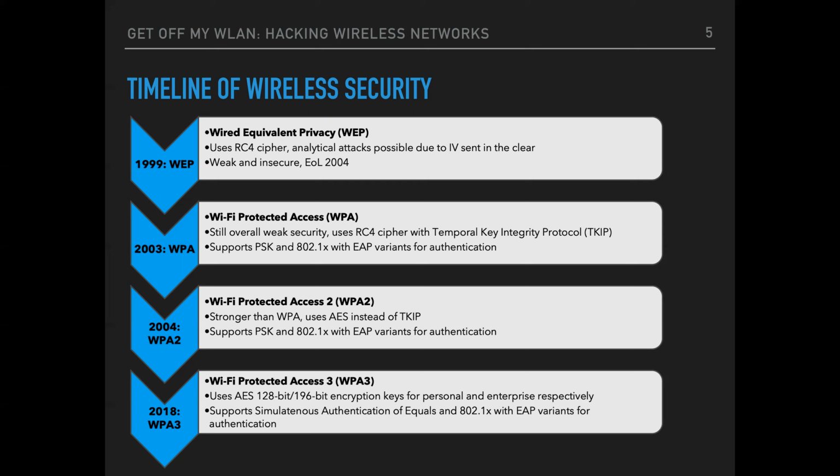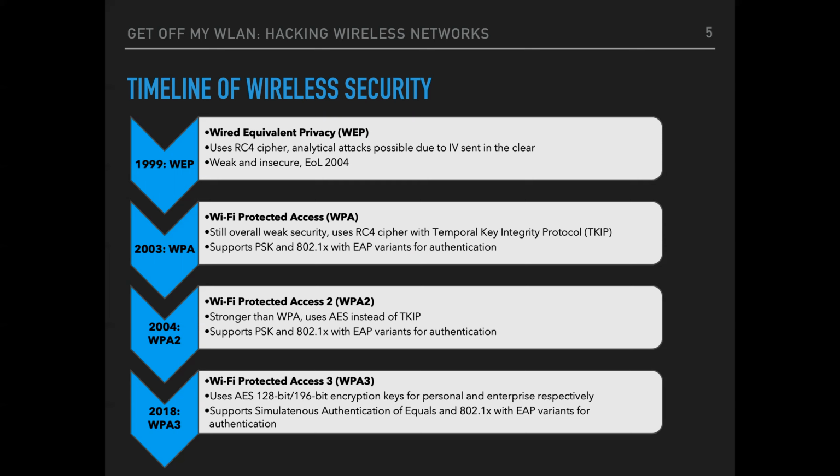In 2004, this is when WPA2 was released, and this is a stronger version than WPA and uses AES encryption instead of RC4 with TKIP. And it still supports the use of a pre-shared key along with the enterprise authentication configuration as well.